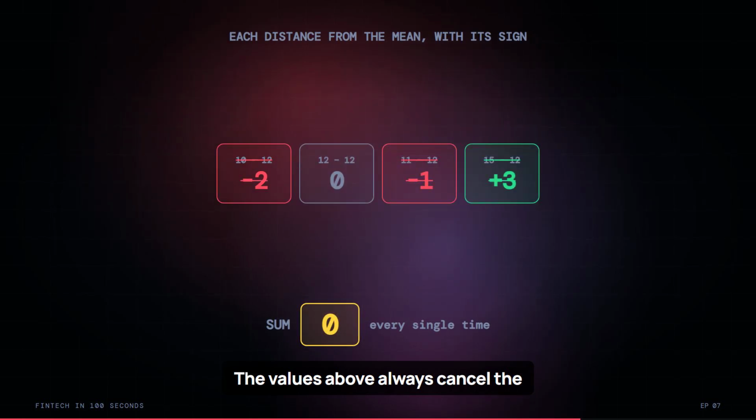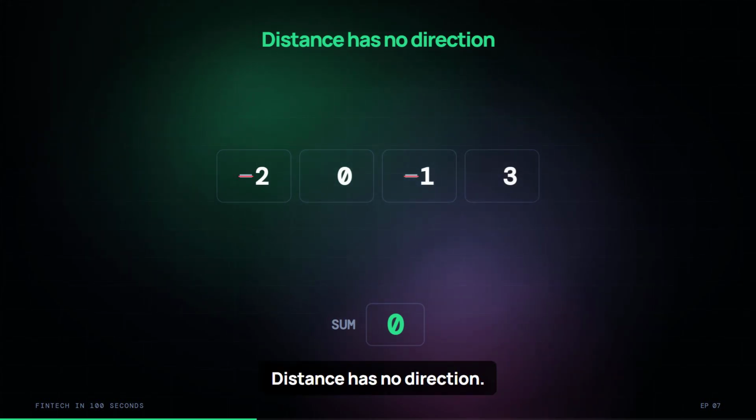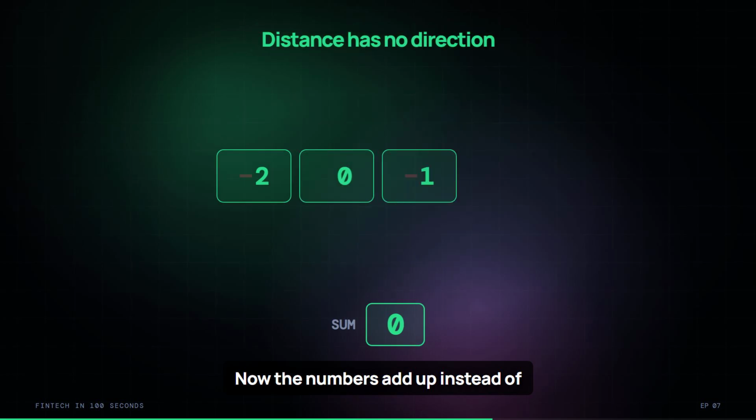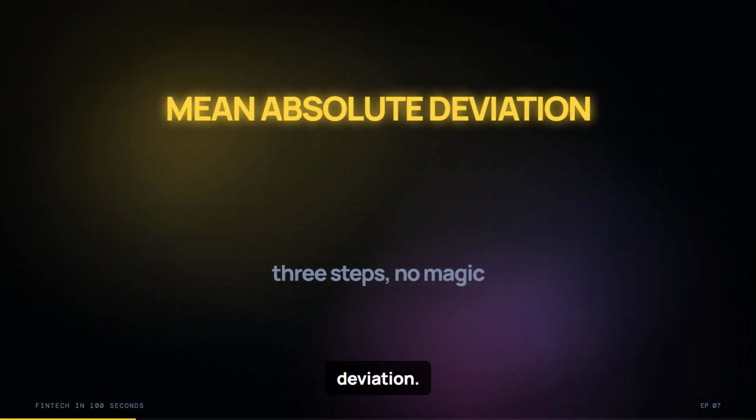The values above always cancel the ones below. So throw away the minus signs. Distance has no direction. Now the numbers add up instead of canceling out. That is mean absolute deviation.